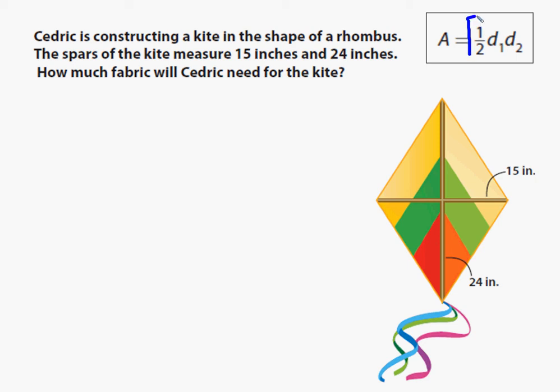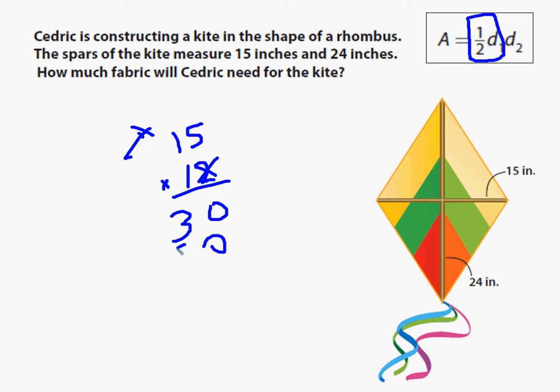So 1/2 of this diagonal. I'm going to take the even one so I can divide it in half easily. So 24 divided in half is 12. And then I multiply it by the other diagonal, which is 15. I could do 15 times 24 and divide that in half, but this is a little bit quicker. 5 times 2 is 10. 2 times 1 is 2, plus 1 is 3. 1 times 5 is 5. 1 times 1 is 1. I add these together, and I get 180 inches squared.